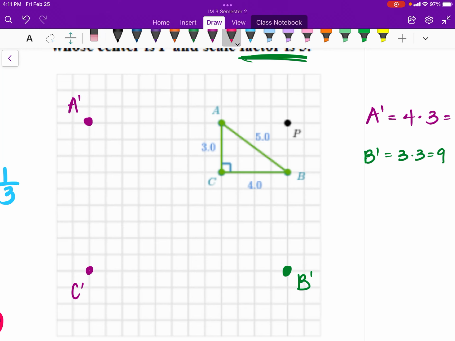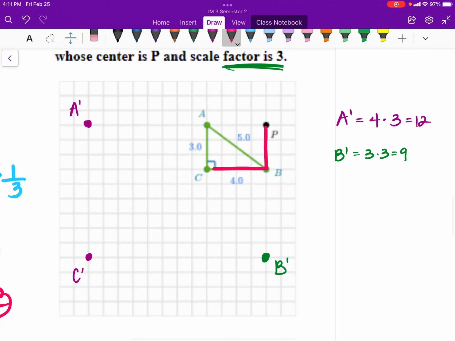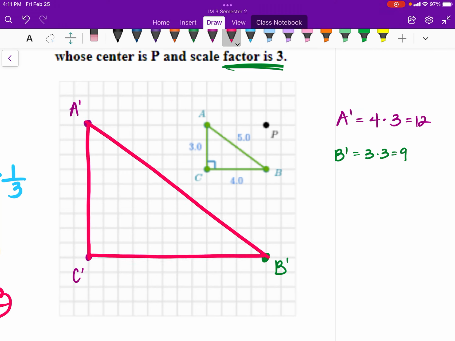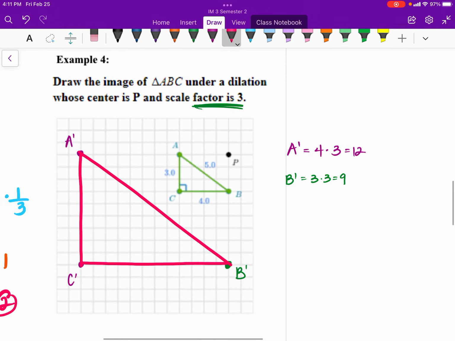Or we could also check the distance once again. It's going down 3, right 4. So that means I have to repeat that process 3 times in total from P. This is already 1. We already did that. So let's come down 3 again, and run 4, come down 3 again, and run 4. So that's where our location is. Let's just go ahead and connect these. And that there would be our new image.